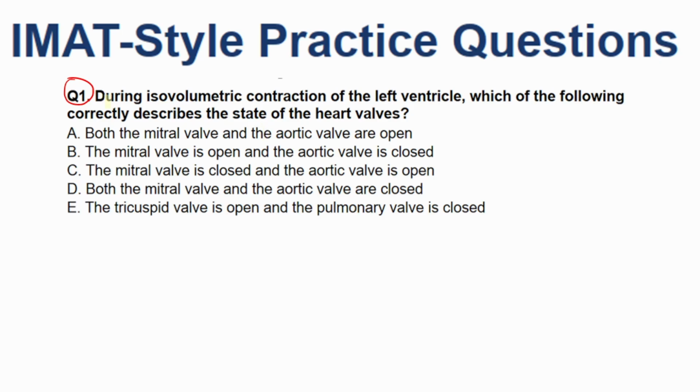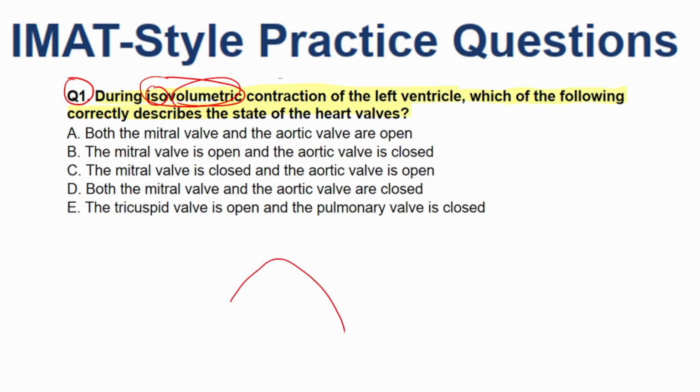The question asks, during isovolumetric contraction of the left ventricle, which of the following correctly describes the state of the heart valves? To tackle this efficiently, let's break down the word isovolumetric. Iso means same and volumetric refers to volume. This tells us right away that during this specific phase, the volume of blood inside the left ventricle remains completely constant. For blood volume to stay exactly the same while the muscular walls of the ventricle are actively contracting and building up immense pressure, there cannot be any blood entering or leaving the chamber.